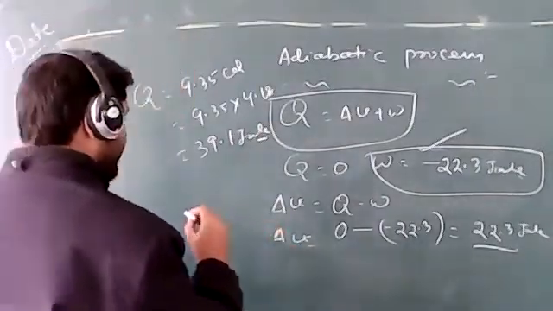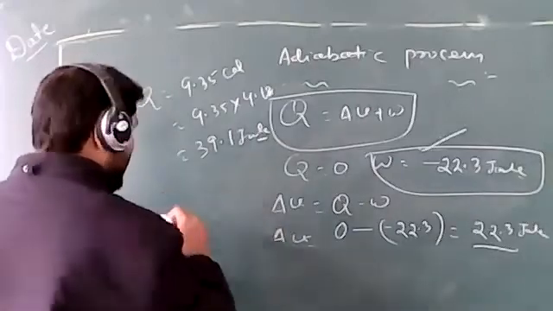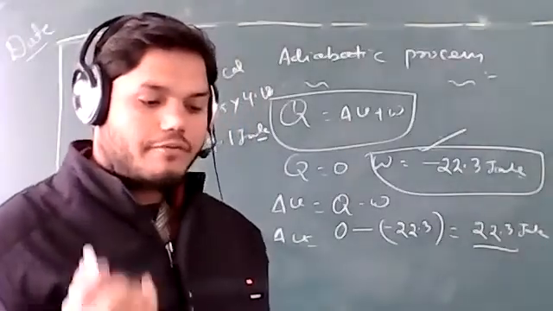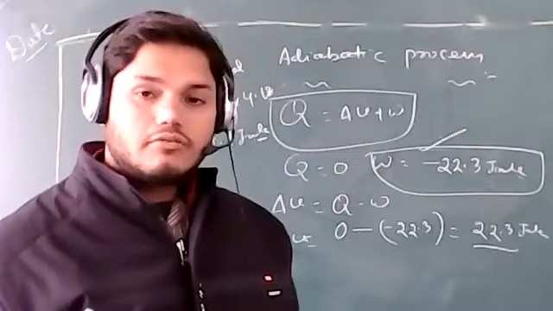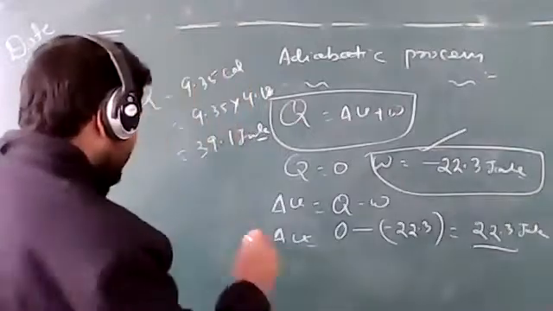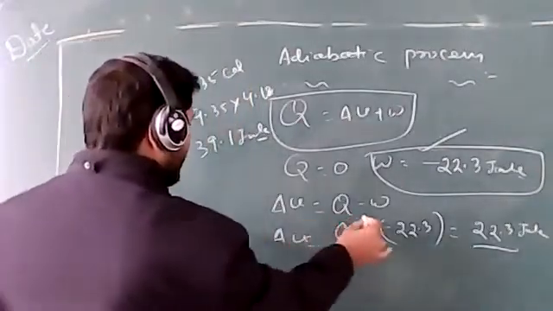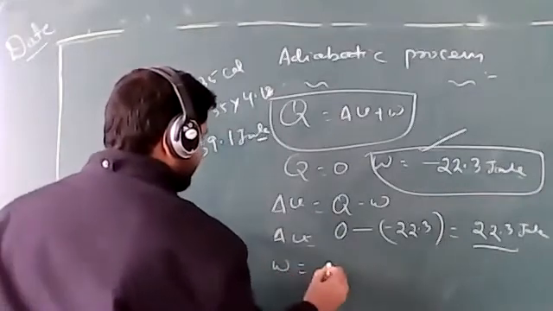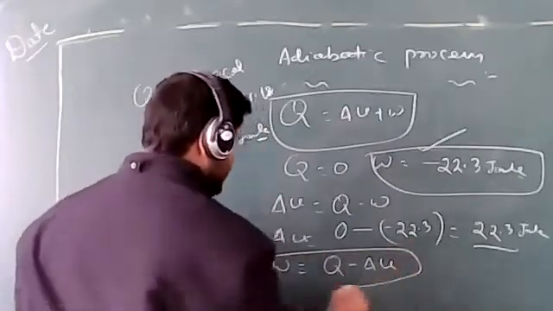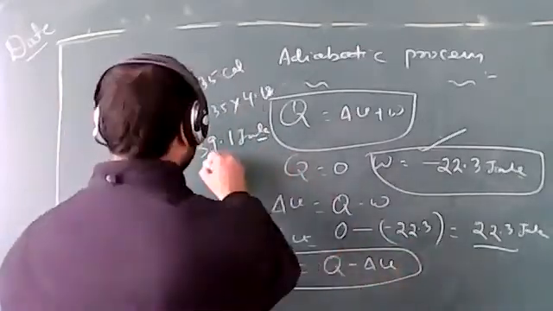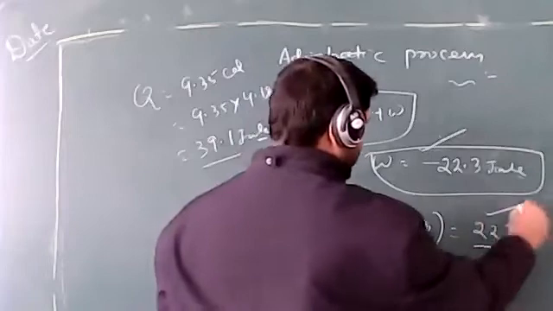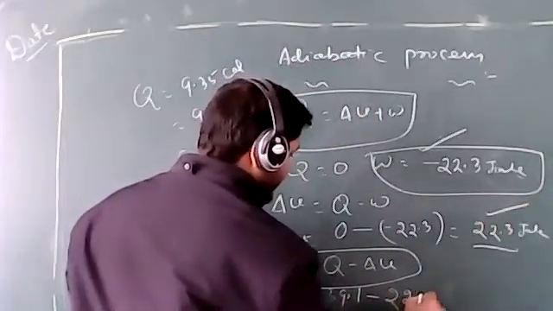The question is asking to find out W, the work done. In the question you see that 9.35 calorie of heat is absorbed by the gas, then what will be the work done by the gas? What is the formula? How can you find out W? W equal to Q minus delta U. Yes or no? Q is given as 39.1, minus delta U, which you have already found. How much will delta U be? 22.3. You just subtract it.